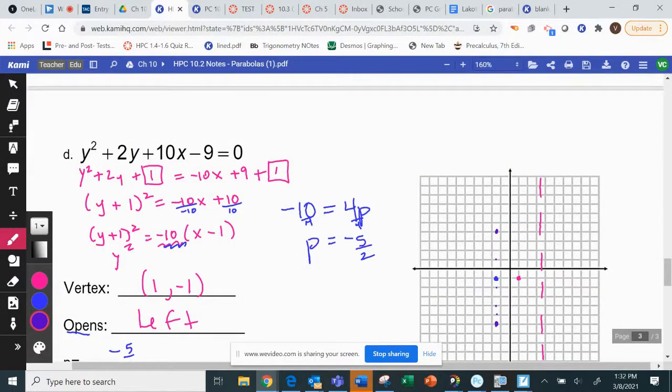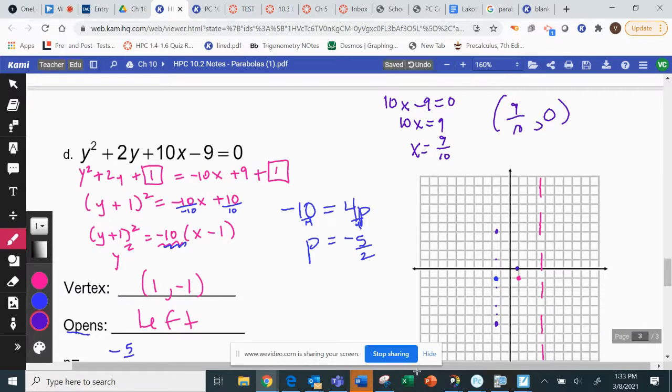So finding the x-intercept, you make y 0. Yeah. So we'll have 0 plus 0, 10x minus 9 equals 0. So 10x equals 9. x is 9/10. So the x-intercept will be at 9/10.